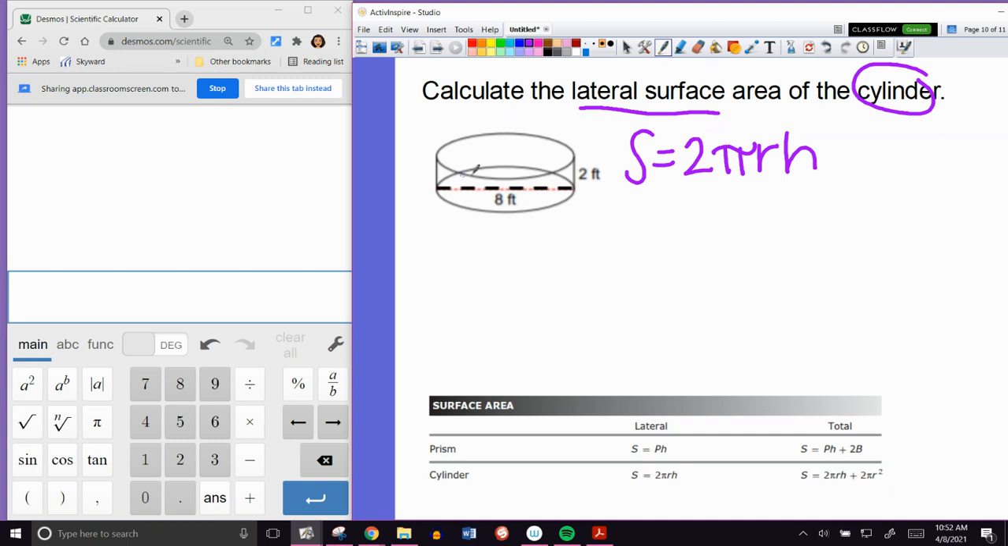All right, so looking at my picture, I need to pick out my radius and my height. So my radius of this circle only goes halfway across the circle. So if all the way is 8, I know that half of 8 is 4. So my radius is going to be 4. And my height is my distance between my two bases. So the circles are my bases, and it looks like right here, that distance between the top circle and the bottom circle is 2.